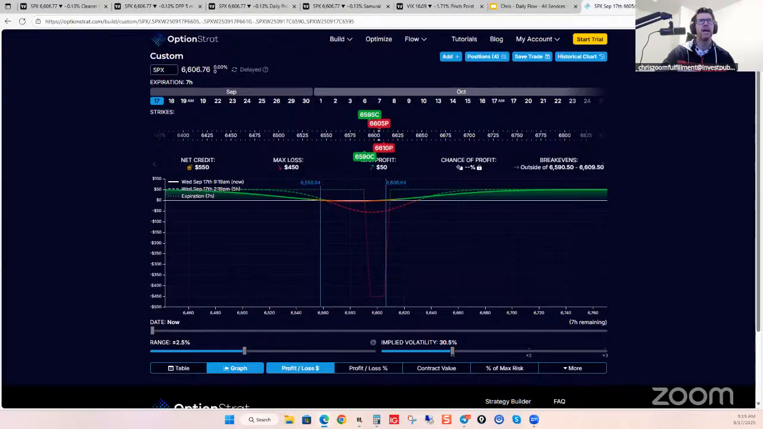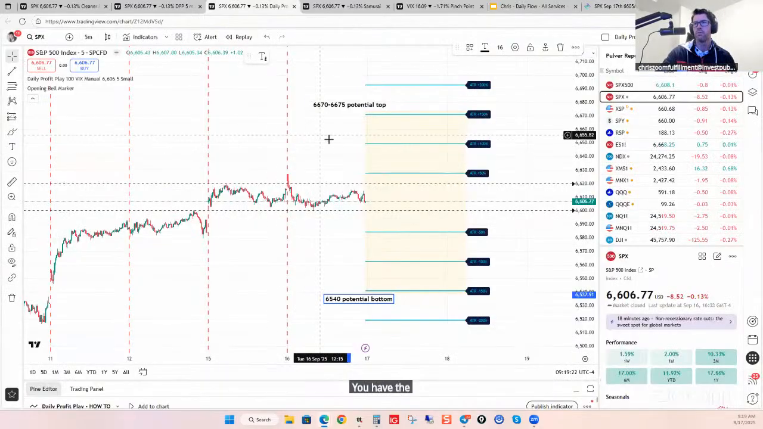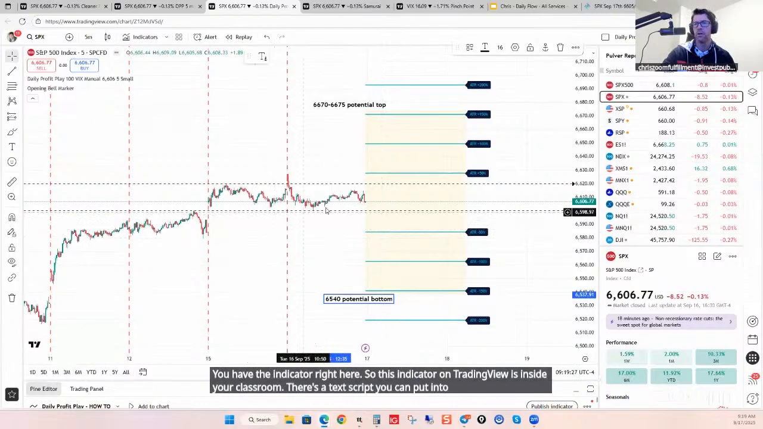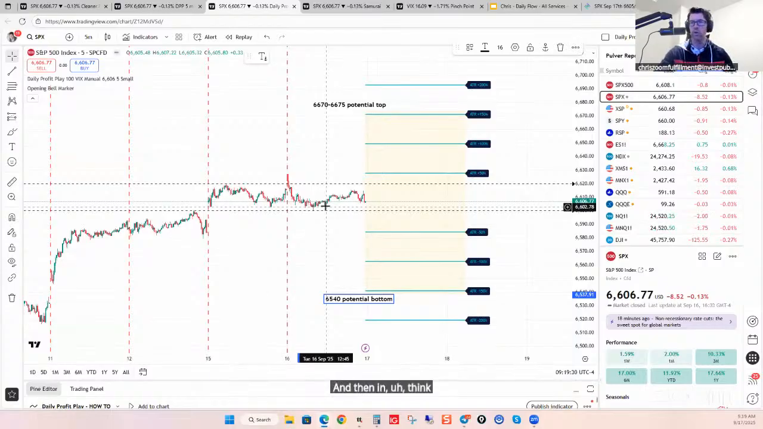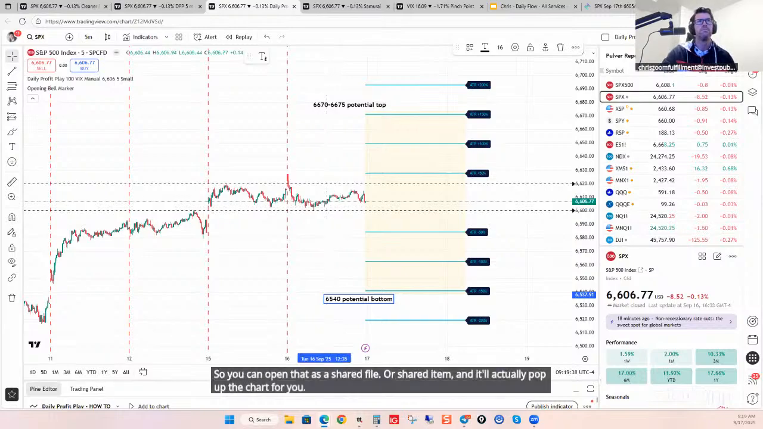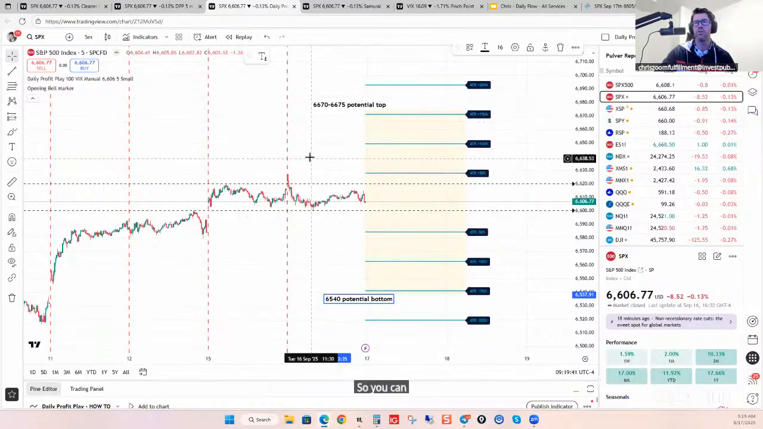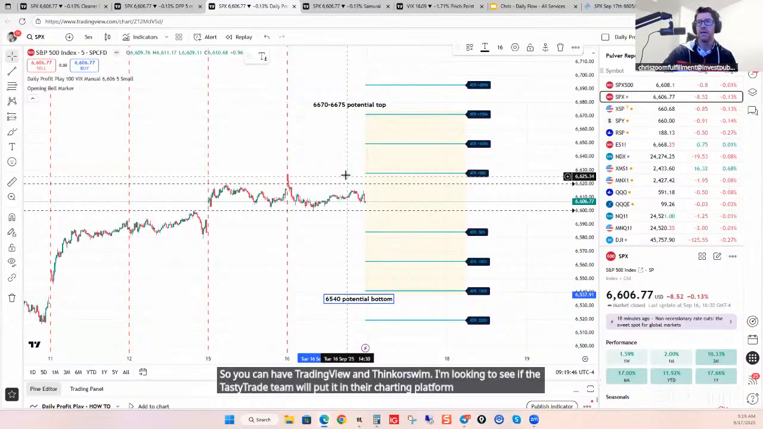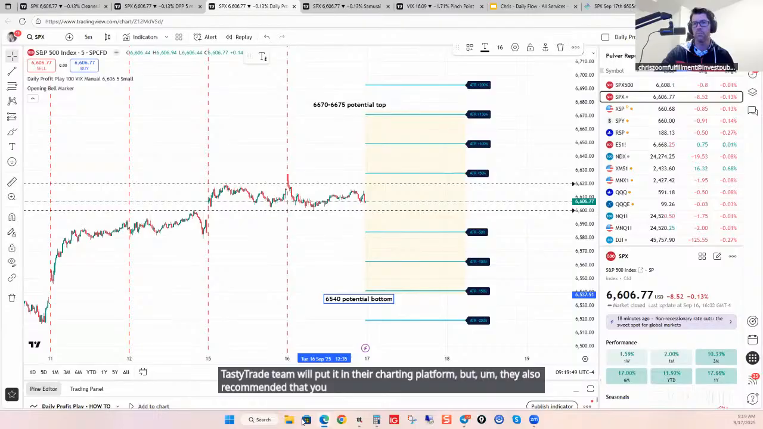Okay. Zach, the tasty. So you have the TradingView indicator, and you also have Thinkorswim. It's already in your classroom. You have the indicator right here. So this indicator on TradingView is inside your classroom. There's a text script you can put into your Pine editor. And then in Thinkorswim, I have the download code for the grid. So you can open that as a shared file or shared item, and it'll actually pop up the chart for you. So you can have TradingView and Thinkorswim. I'm looking to see if the Tasty Trade team will put it in their charting platform, but they also recommended that you can just open up your broker platform through TradingView and use the indicator that way.